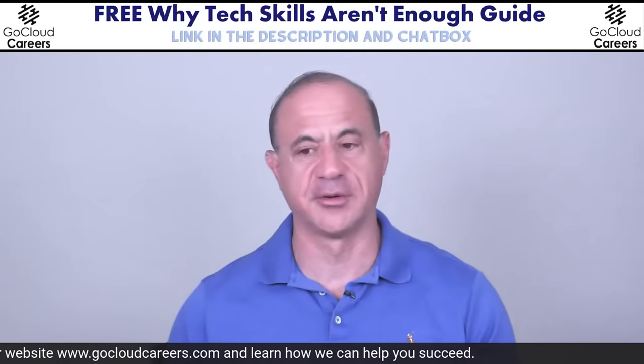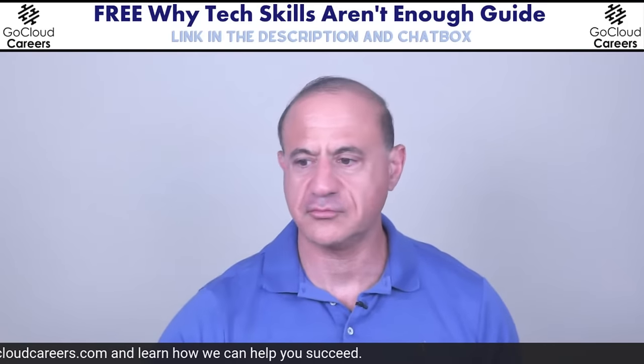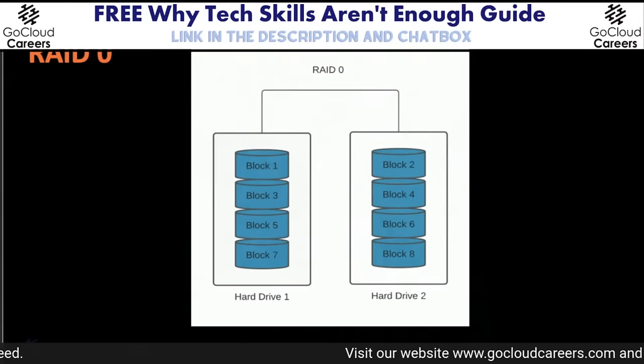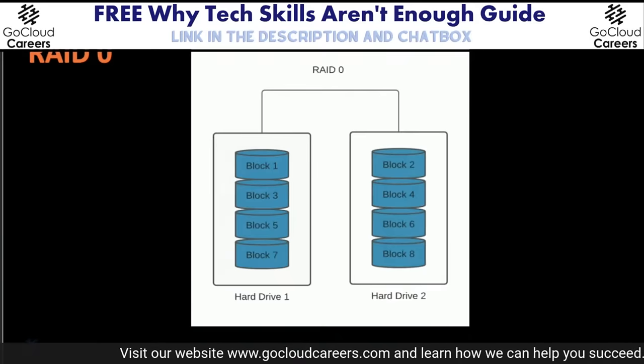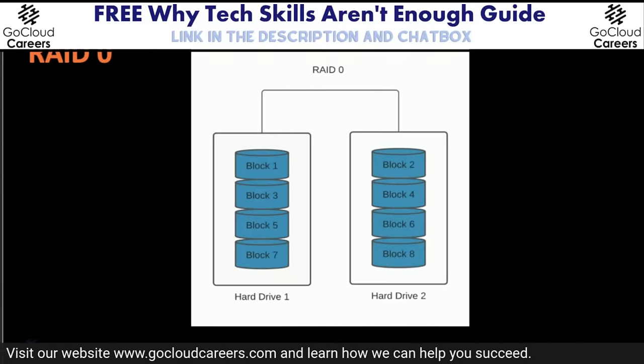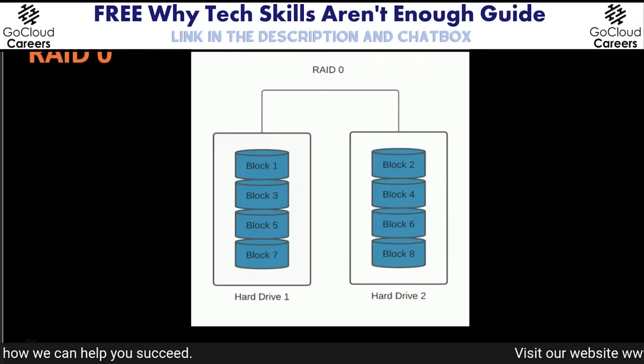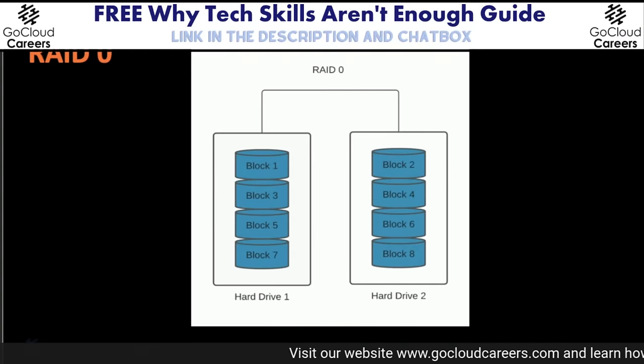So here's all RAID 0 is. We're going to take two hard drives and we're going to put them together. It's called striping. We're going to put our first piece of storage on drive one as block one, the next piece of storage in block two, the third piece of storage on hard drive one, and the second piece of storage as block four on hard drive two. And by sharing the data going back and forth between the drives, we've got really great performance.